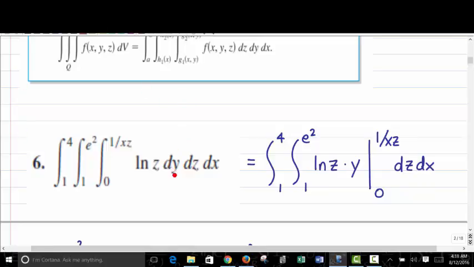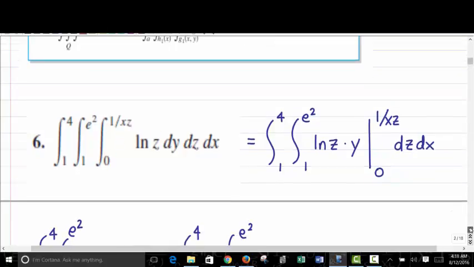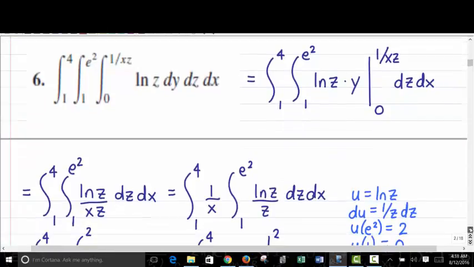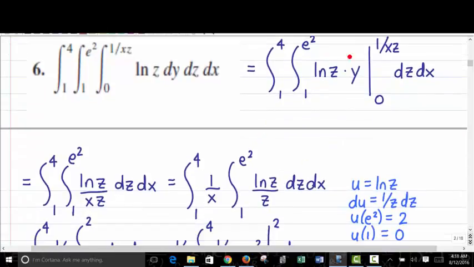So you see it as dy first. You can essentially ignore the ln of z right now until the next integration where z becomes the variable. So the antiderivative of dy would just be y. We go from 0 to 1 over x. So we plug in, which basically makes it 1 over x times ln z, which I just have as x over z in the bottom.